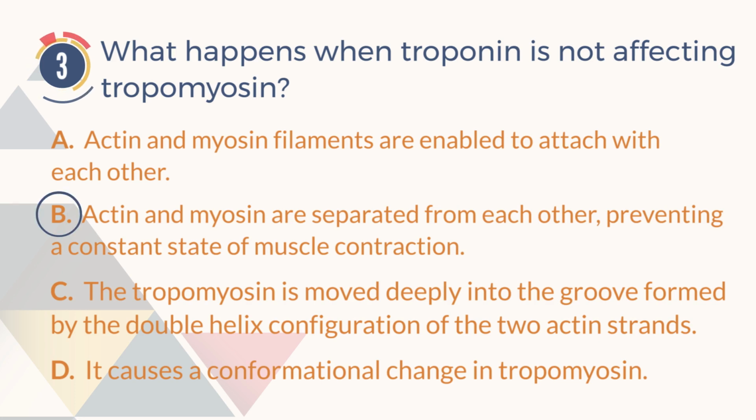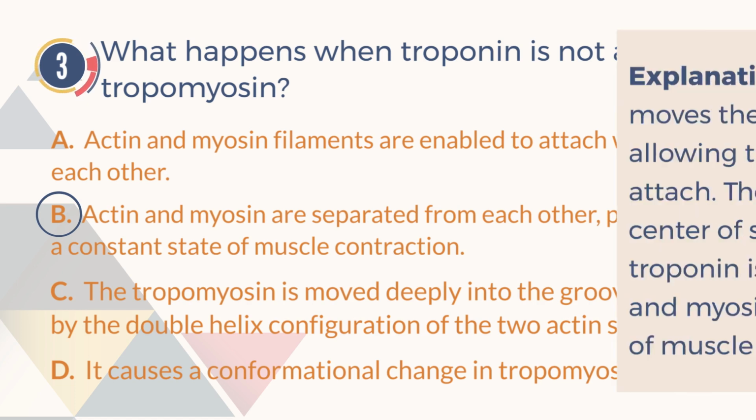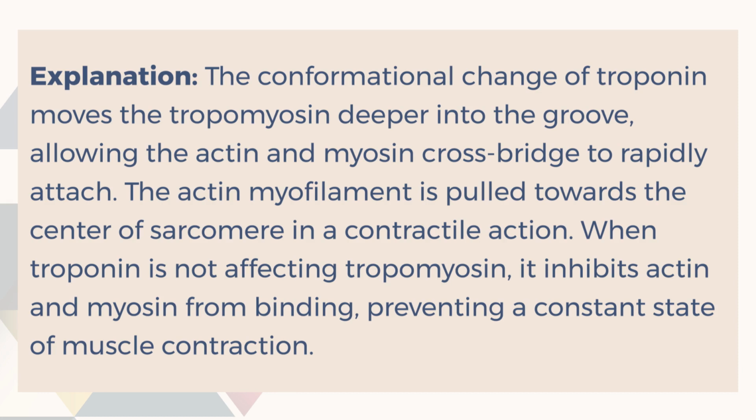The answer is B. Actin and myosin are separated from each other, preventing a constant state of muscle contraction. Explanation. The conformational change of troponin moves the tropomyosin deeper into the groove, allowing the actin and myosin crossbridge to rapidly attach. The actin myofilament is pulled towards the center of sarcomere in a contractile action. When troponin is not affecting tropomyosin, it inhibits actin and myosin from binding, preventing a constant state of muscle contraction.